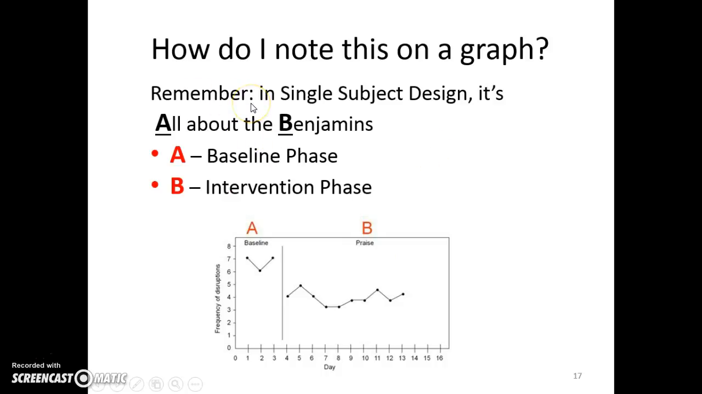Here's just a quick and easy way for me to remember. In single subject design, it's all about the Benjamins. A is the baseline phase, B is the intervention phase. You'll always recognize the single subject design because the chart will look very simple and there will always be a clear distinction between baseline and intervention, usually drawn by a line in between the observations.